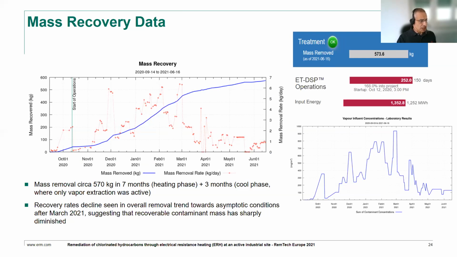So in the end, we recovered 500 kilograms in 7 months. That was absolutely as was forecast during the design phase. So we reached asymptotic condition after 7 months, and we stopped the system.